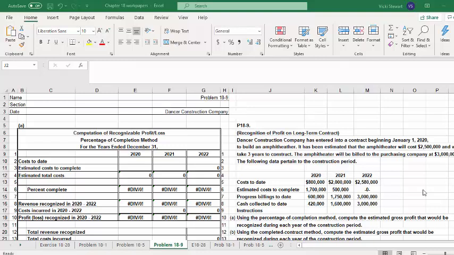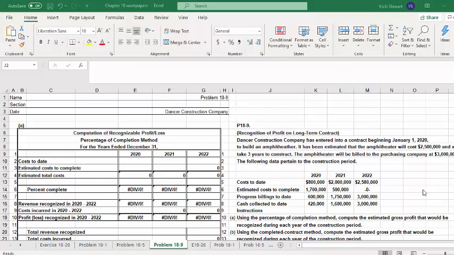This is a demonstration of problem 18.9b, recognition of profit on long-term contract. The problem states that Dancer Construction Company has entered into a contract beginning January 1st, 2020 to build an amphitheater. It has been estimated that the amphitheater will cost $2,500,000 and will take 3 years to construct. The amphitheater will be billed to the purchasing company at $3 million.